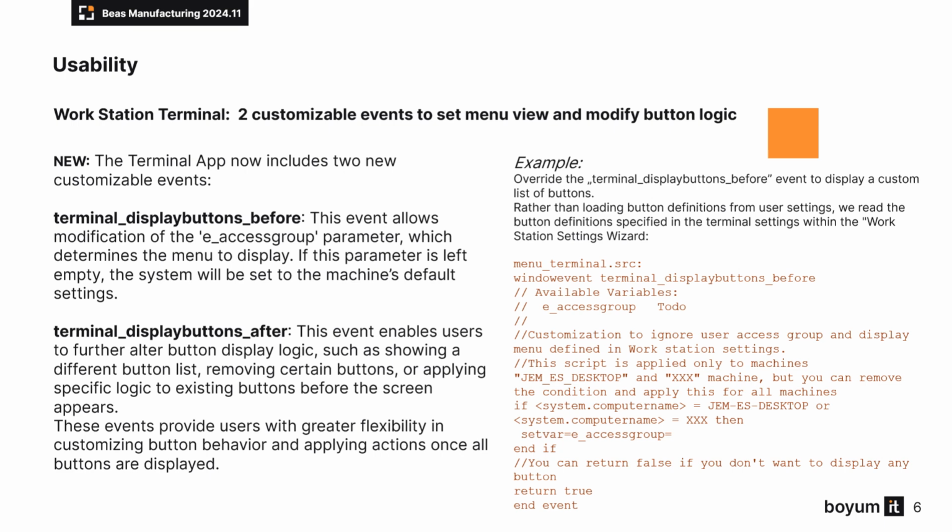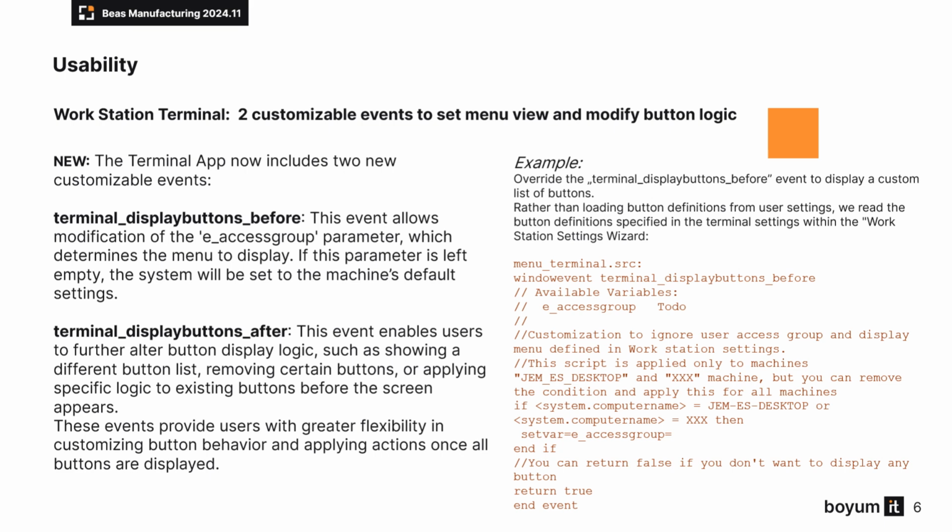The terminal display buttons after event enables users to further alter button display logic, such as showing a different button list, removing certain buttons, or applying specific logic to existing buttons before the screen appears. These events provide users with greater flexibility in customizing button behavior and applying actions once all buttons are displayed.